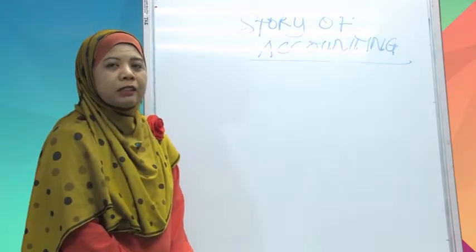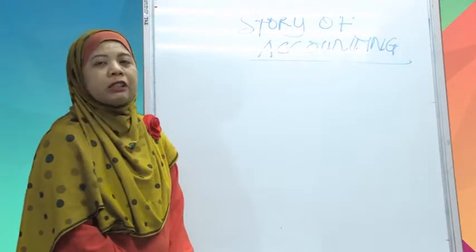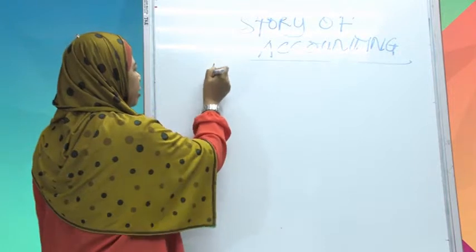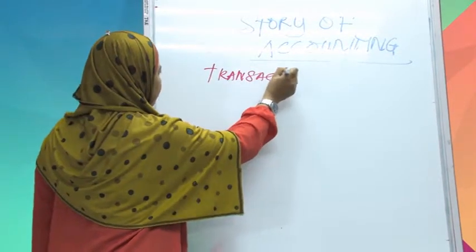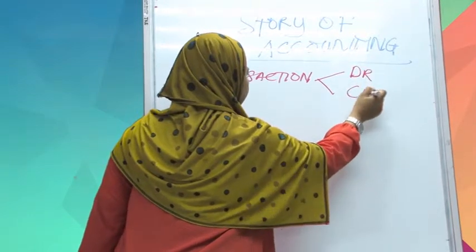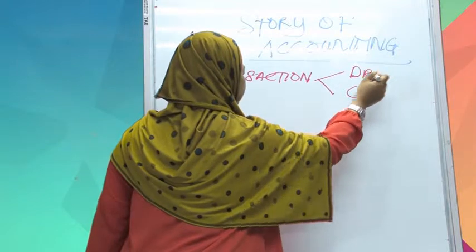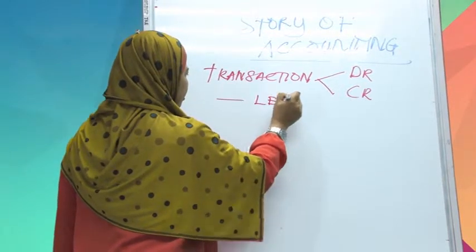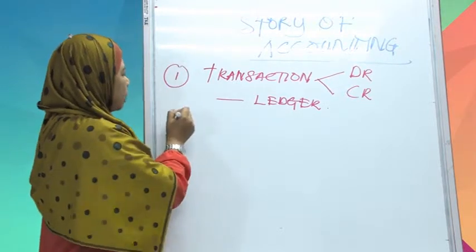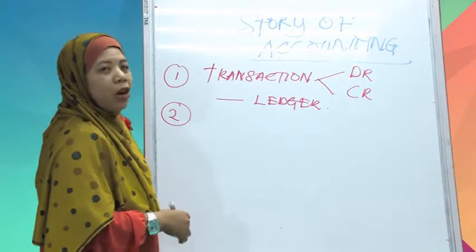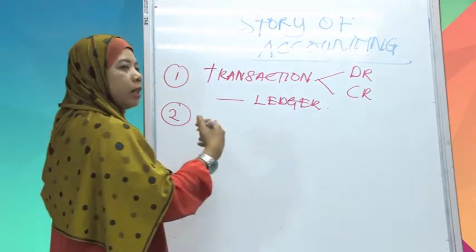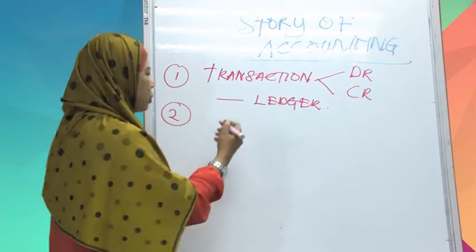After we have all the source documents, we have to open the transactions. Transactions mean we have to put all the source documents into debit and credit. This we call the ledger. After recording all the ledgers, we have to close all the ledgers at the end of the month. Then the amounts and the balances we post to the trial balance.